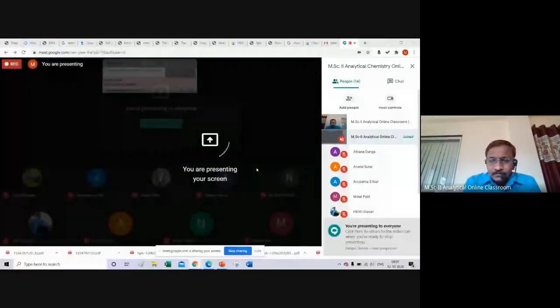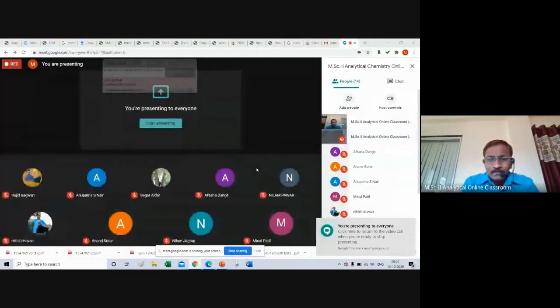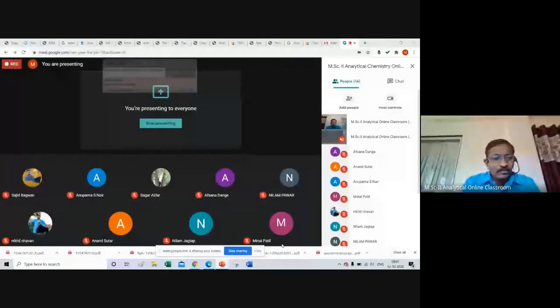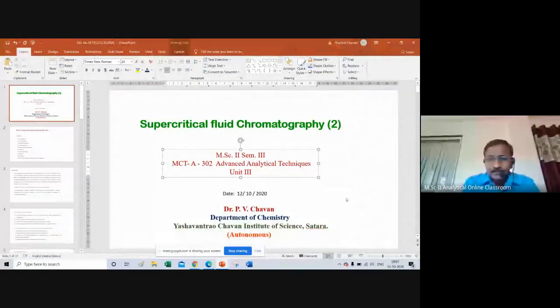Now, in the last lecture, we focused on some basic part of chromatography. What are the terms that are involved in chromatography? And today, we should carry forward that part and see the introduction regarding the chromatography. Because this lesson is on supercritical fluid chromatography mostly.